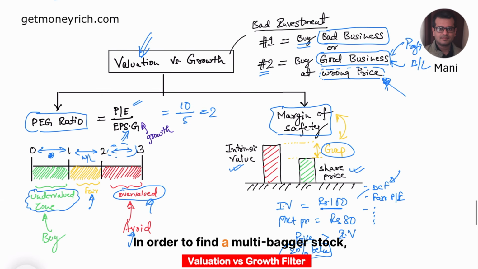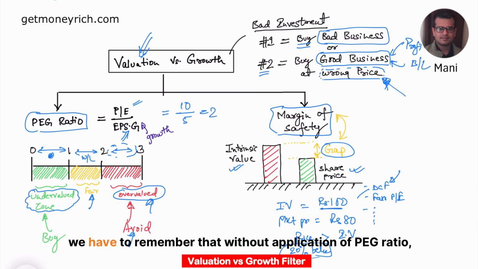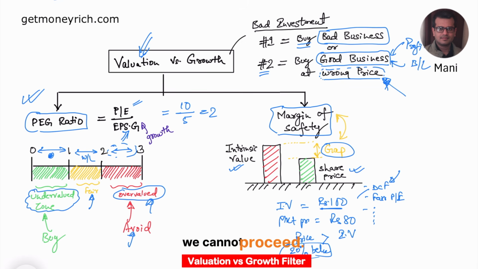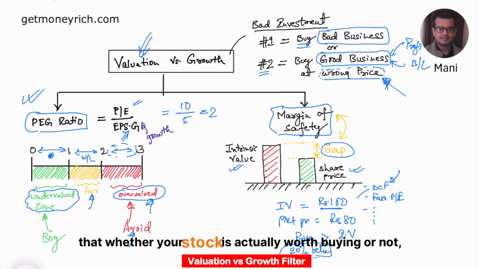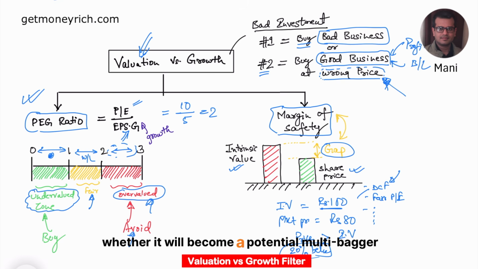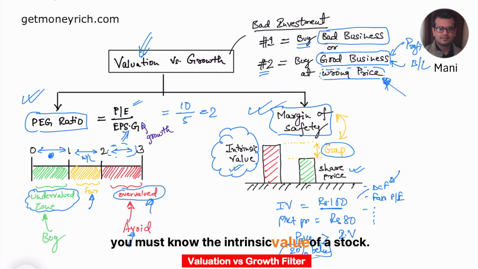In order to find a multi-bagger stock, we have to remember that without application of the PEG ratio, we cannot proceed. And if you want to be more sure whether your stock is actually worth buying, whether it will become a potential multi-bagger in times to come or not, you have to do this margin of safety analysis as well. And to do margin of safety analysis, you must know the intrinsic value of a stock.